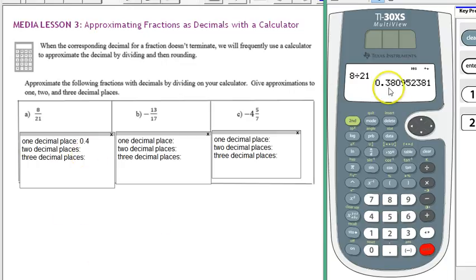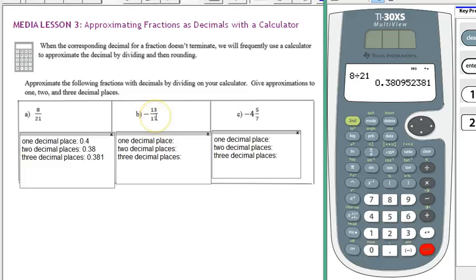To round to 2 decimal places, I'm going to look at the thousandths place. The thousandths place is 0, so it's 0.38. And finally, to round to 3 decimal places, here's the third decimal place. The fourth is greater than 5, so I'm going to round up to 0.381. Now let's look at the next problem.